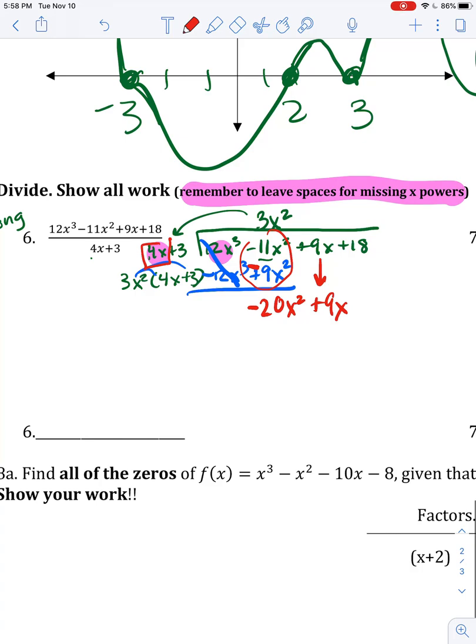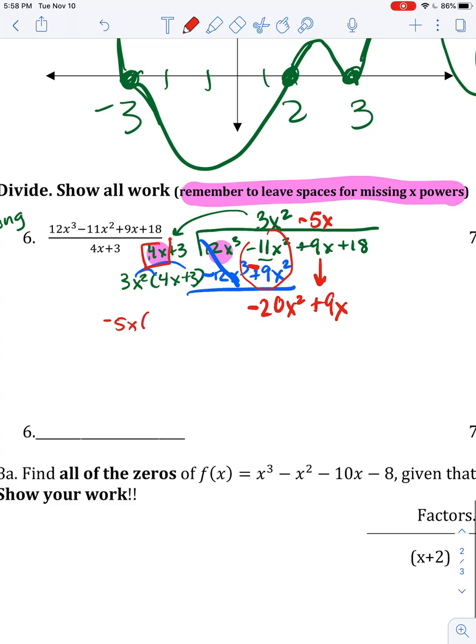Then you start over. Now you look and you say, okay, what do I have to do to 4x to make it equal negative 20x squared? Or you can think about dividing this by 4x. This becomes a negative 5. This would cancel down to a plain x.